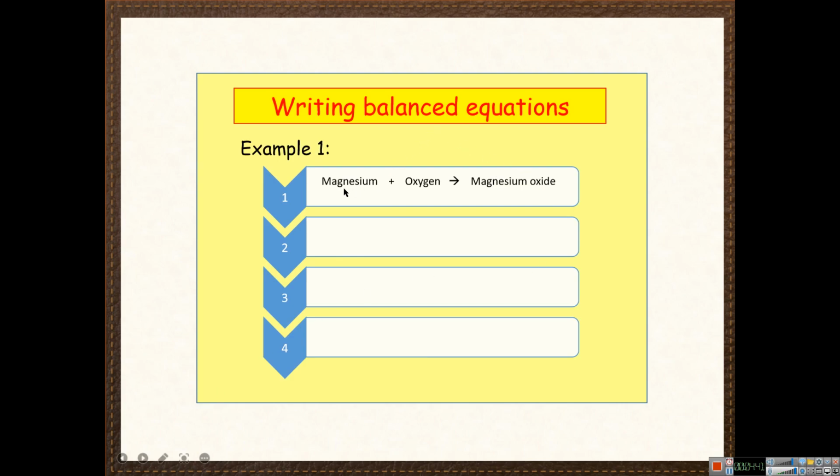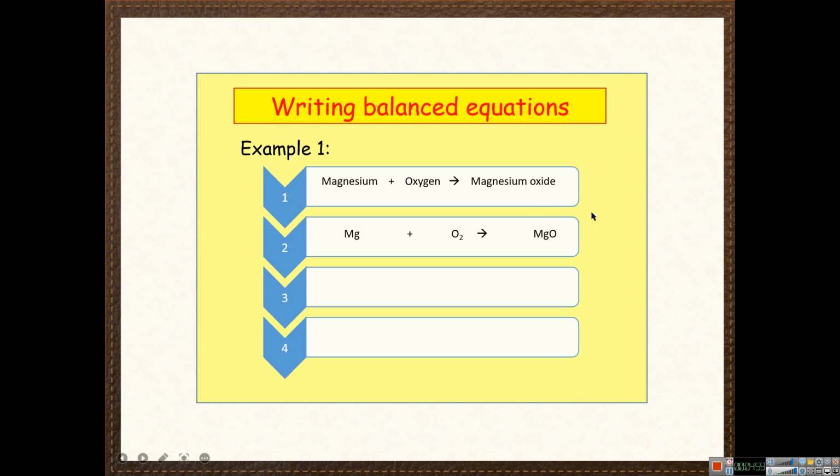So let's have magnesium, which reacts with oxygen to make magnesium oxide. So magnesium is a metal, oxygen is a non-metal, it's a gas, this is a solid. When we burn magnesium in air, it reacts with oxygen to give you magnesium oxide. So this is the word equation, step 1.